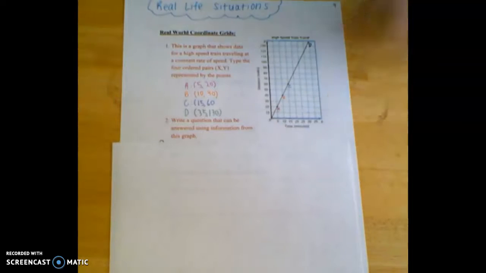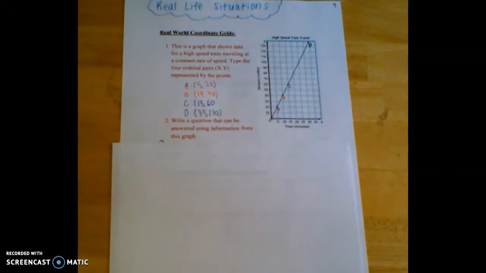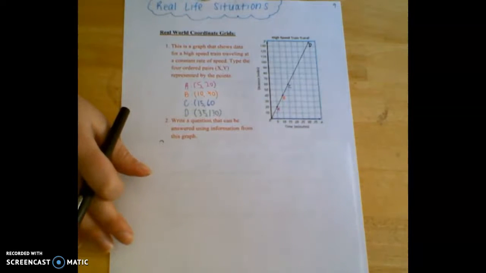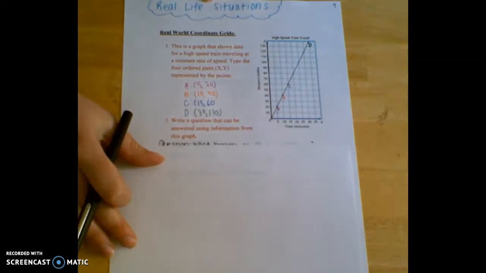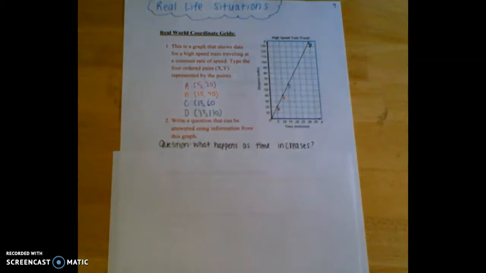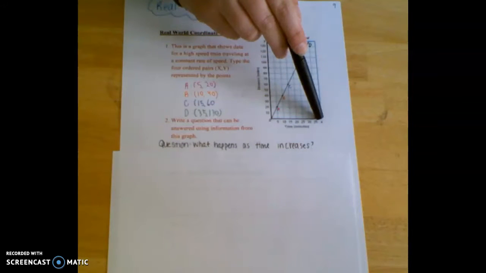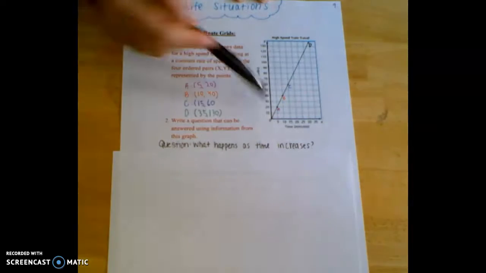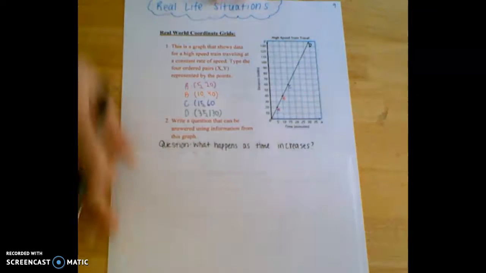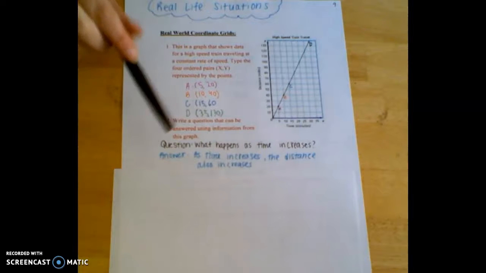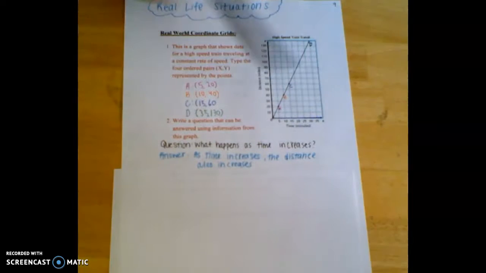So I want you to look at this information right here and I want you to say, what question could I ask in life? Pause and do so. So the question I came up with was, what happens as time increases? So as time keeps going here, going here, going here, what is happening to our other variable that we have? So my answer is that as time is increasing, so is the distance of travel.